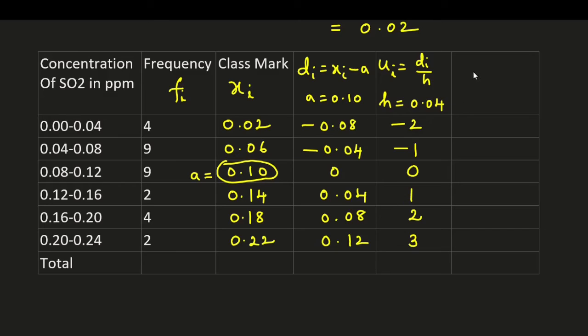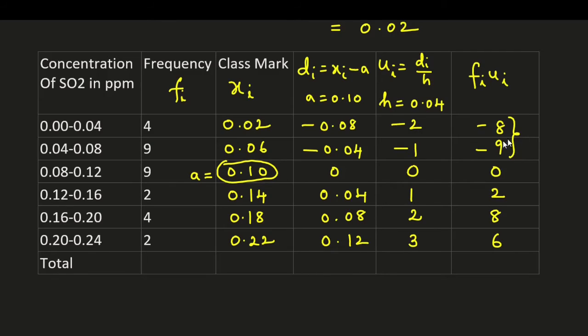Now let us find the product Fi ui. 4 into minus 2, we get minus 8. 9 into minus 1, we get minus 9. 9 into 0 is 0. 2 into 1 is 2. 4 into 2 is 8. 2 into 3 is 6.